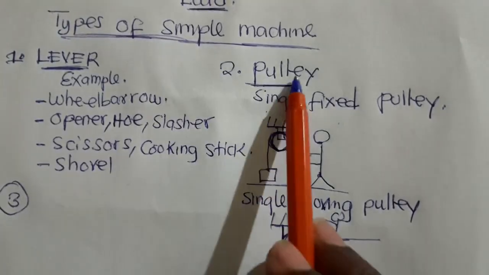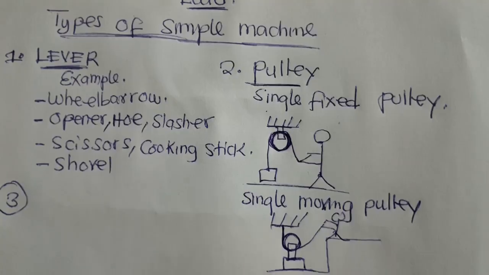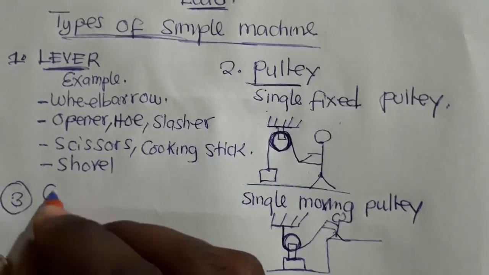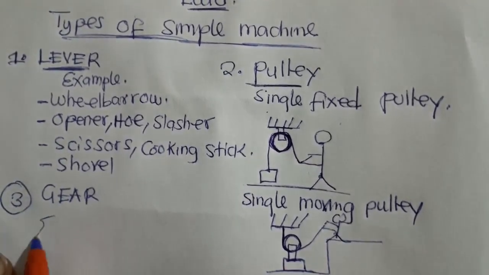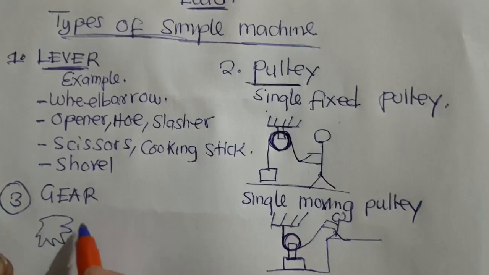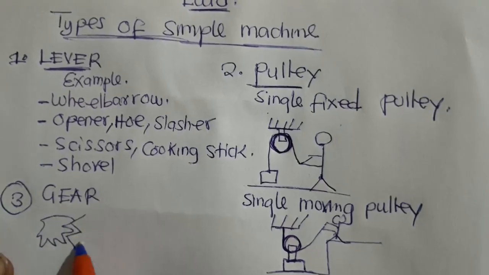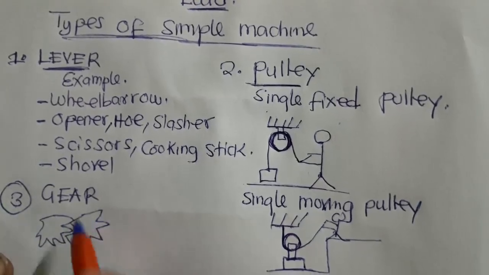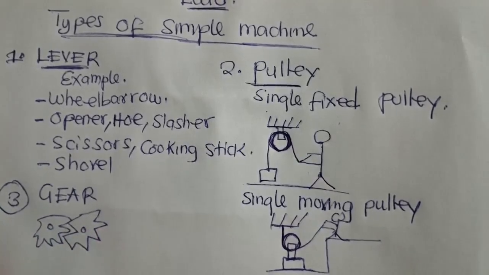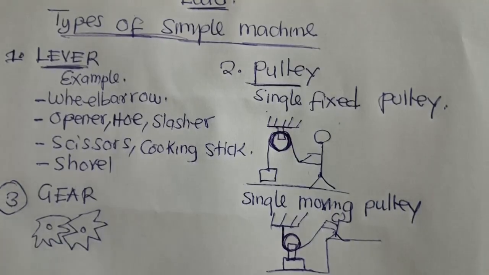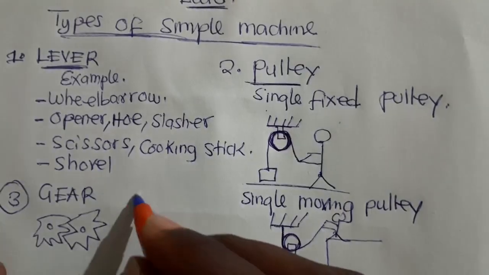So we are done with pulley. We go to the third one. It is called gear. I believe you know gear. Something like this. We usually see this even in bicycles. These are gears, and this is a best example. We also have the fourth one.